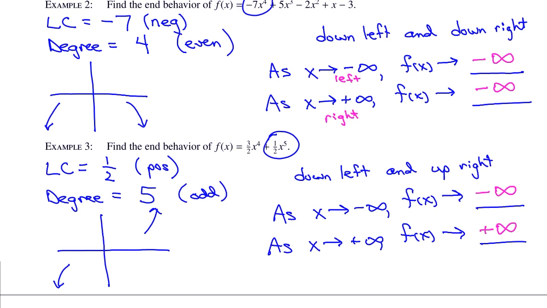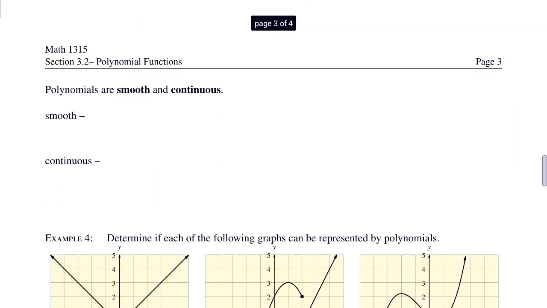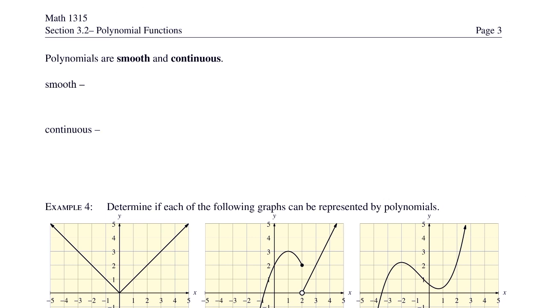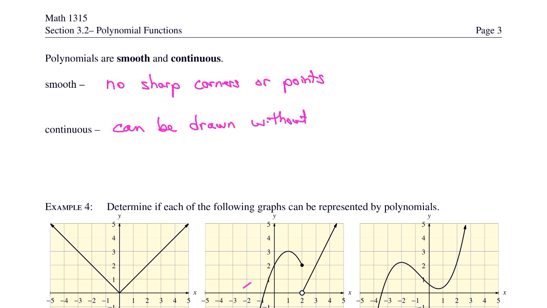Another property of polynomials is that they are smooth and continuous. Smooth means that there are no sharp corners or points. Continuous, informally, means that it can be drawn without lifting your pen.